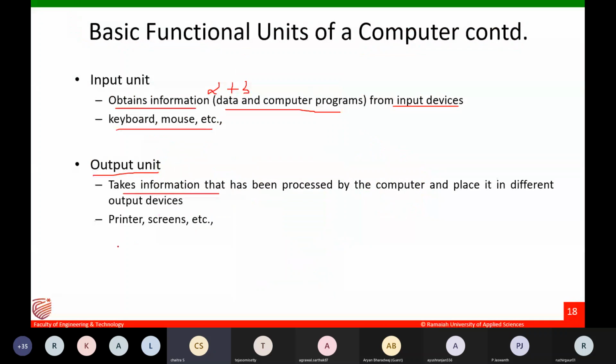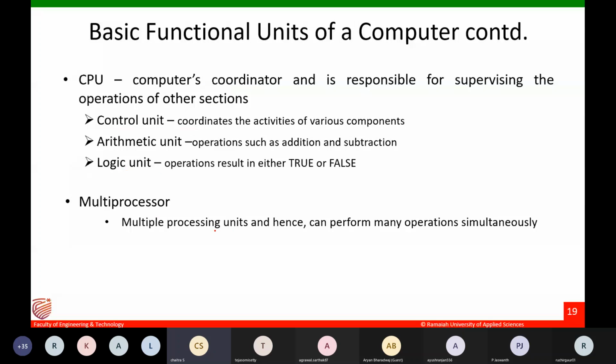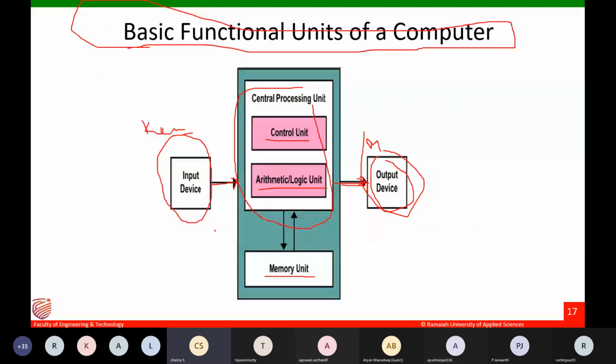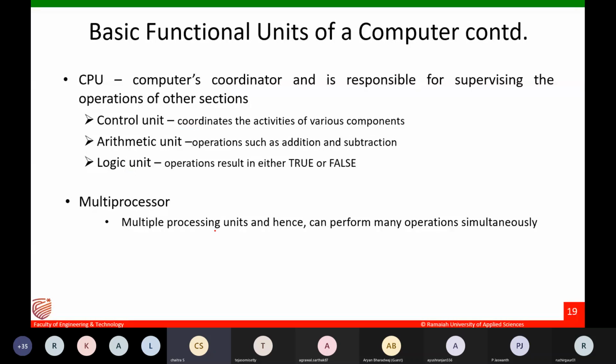That is your output unit. Examples are monitors or your screens and your printer. Next comes the CPU, that is the central processing unit. So in the CPU, what are there? Control unit, arithmetic logic unit, and memory unit. Memory unit is separate. So what is the control unit?